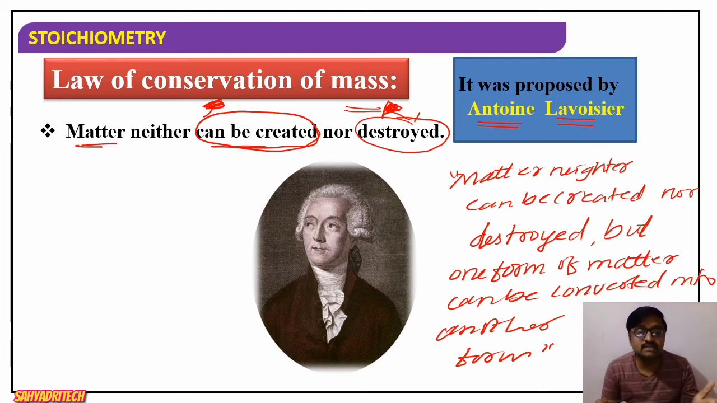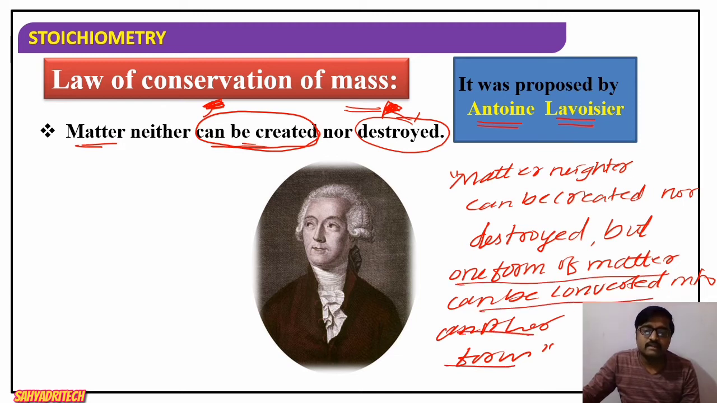In the universe, only one form of matter will be converted into another form, but there is no change in the mass. Mass of the universe remains the same. Or simply in another way, we are saying matter can neither be created nor destroyed. So what is possible? One form of matter can be converted into another form. This is one of the most important laws, proposed by Antony Lavoisier.